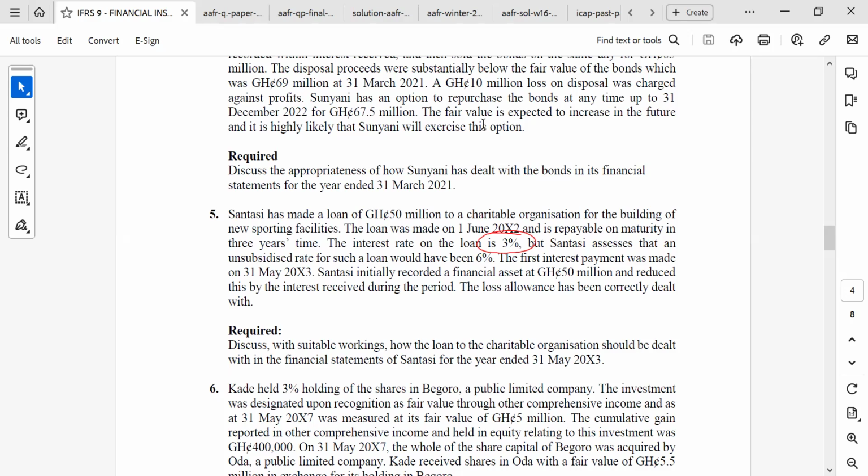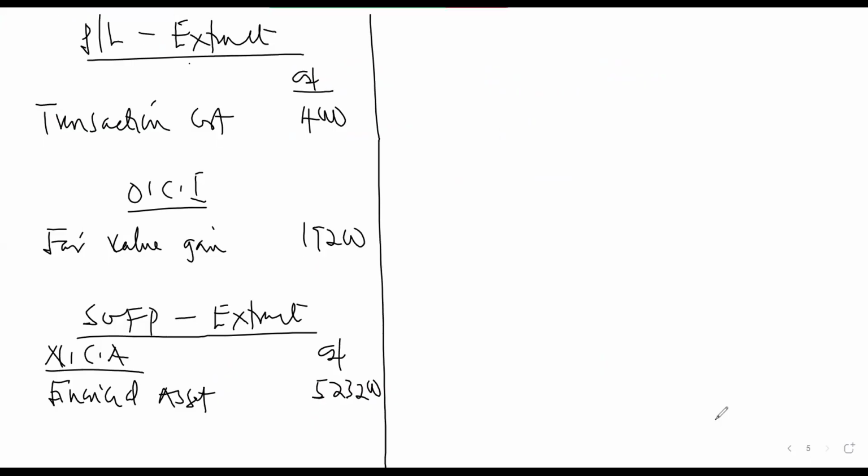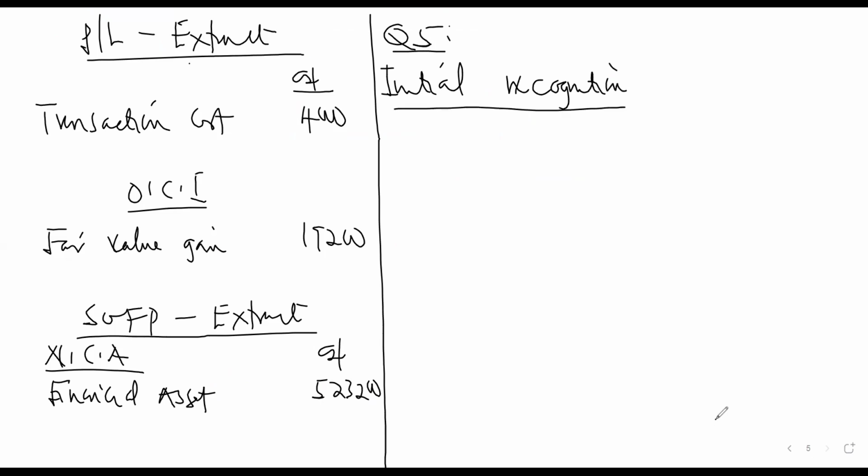So how do we calculate that? How do we determine the market value? Looking at question 5, we look at the initial recognition. The initial recognition should always be at the fair value or the market value. And how do we do that? It is the present value of all the cash flows.